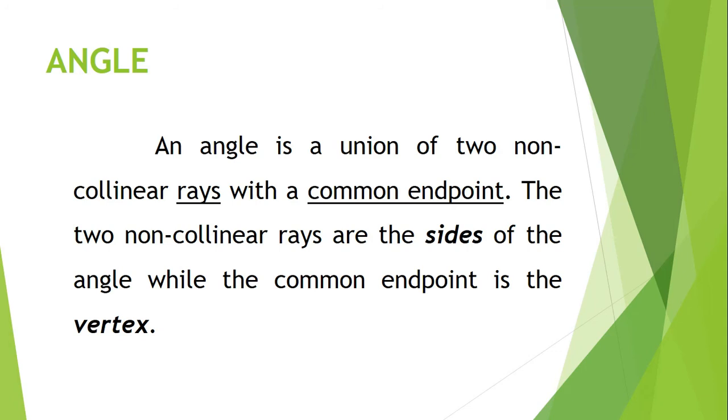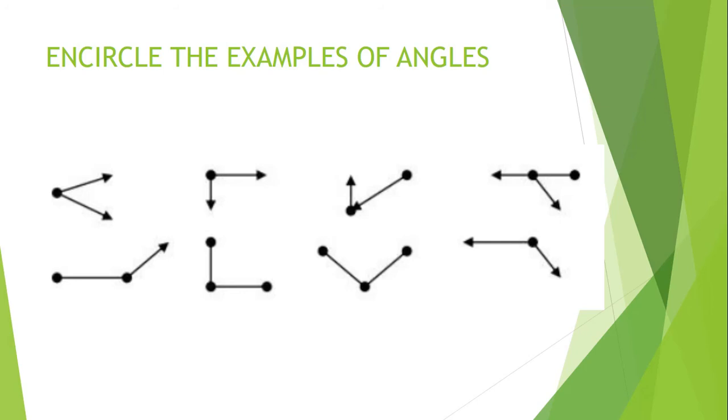So as we have discussed earlier, a ray is a subset of a line that has an endpoint and can be extended in one direction. So, one side has an arrow and the other has an endpoint. Here, the two rays intersect and they have a common endpoint. So, let's encircle the examples of angles.